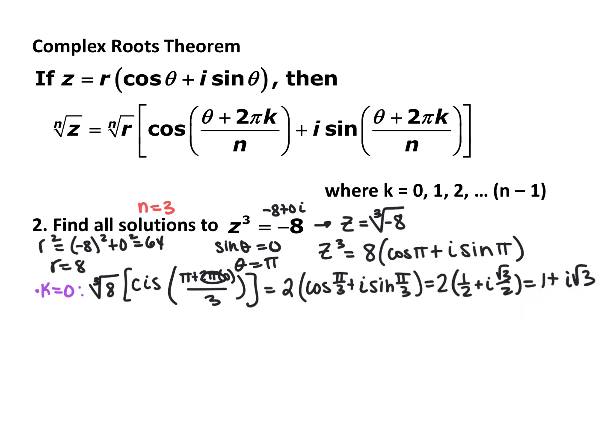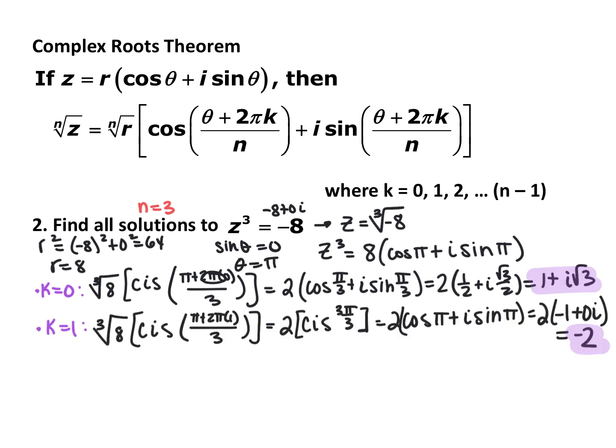So now go ahead and pause the video and do the next solution if you haven't already done so. Same thing, except this time k is 1, so I get pi plus 2 pi times 1 over 3, which ends up being 3 pi over 3. So we get 2 times the cosine of pi plus i sine of the same thing. If I evaluate this, cosine of pi is -1, sine of pi is 0, so this actually ends up being -2, the real solution that we already knew.